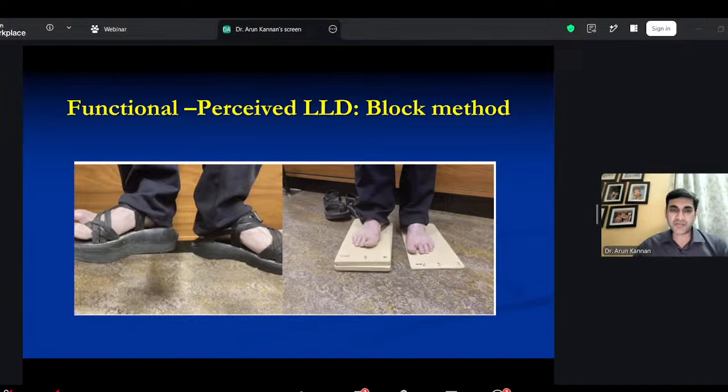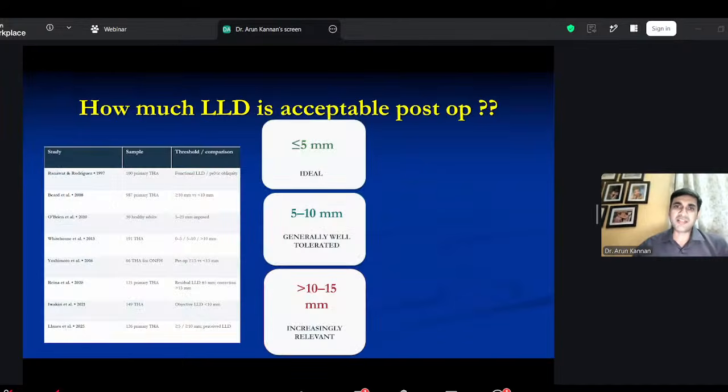So generally a combination of the radiological and functional parameters are taken into account before we embark on a full-fledged LLD correction. And how much LLD is acceptable post-op is something that's been extensively studied by a lot of people. Less than 5 mm is probably ideal.